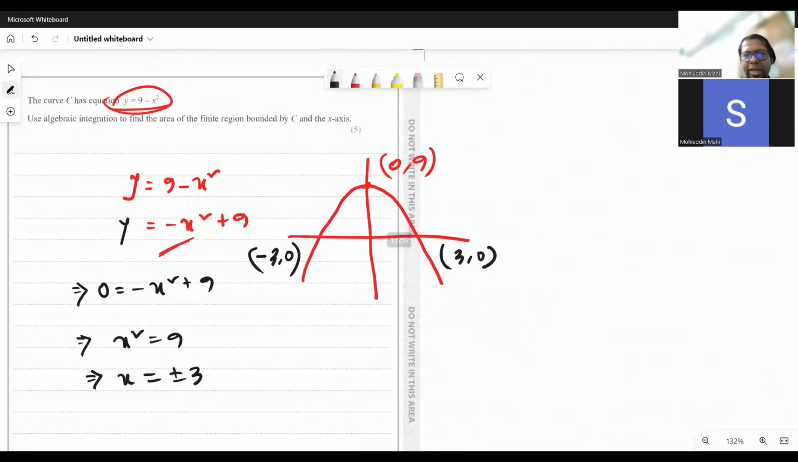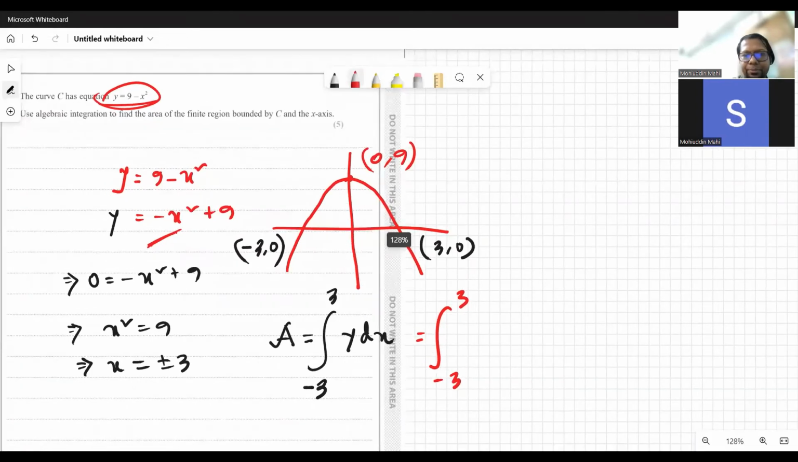If you want to find out the area, we know that area under a curve, that's integration of y dx. Area between the curve and the x-axis is integration of y dx. Lower limit is minus 3, upper limit is plus 3. So now just use the formula.